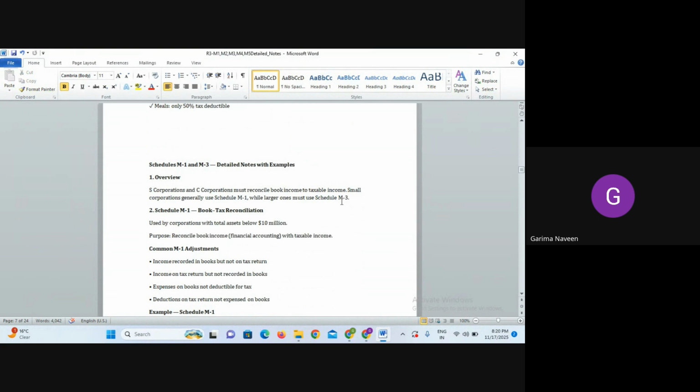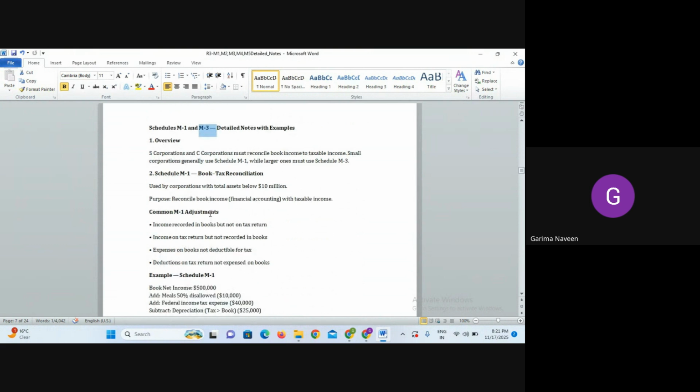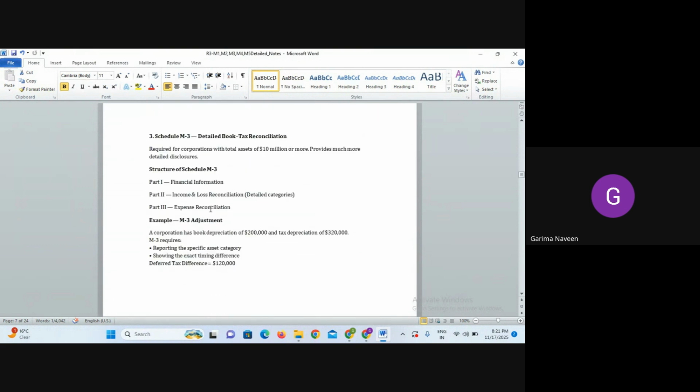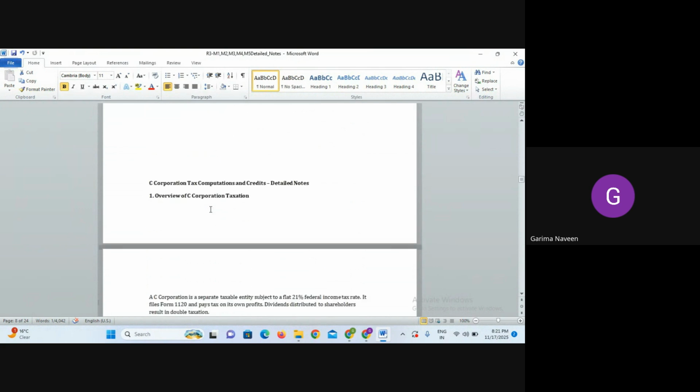So if a corporation has total assets of 10 million or more, they have to file Schedule M3 instead of Schedule M1. So the basic difference is Schedule M3 is a more detailed explanation of Schedule M1. Okay, is it clear? Yes, ma'am.